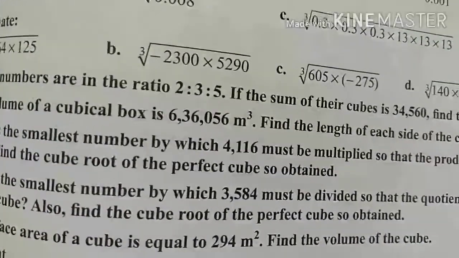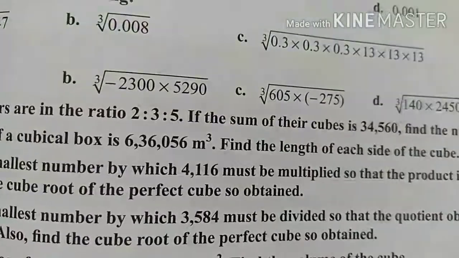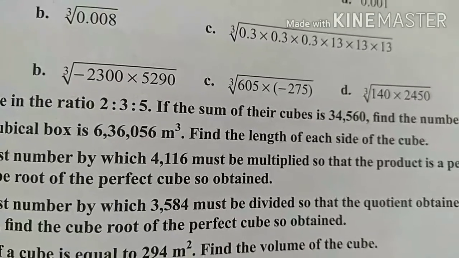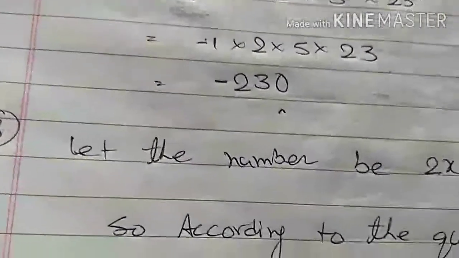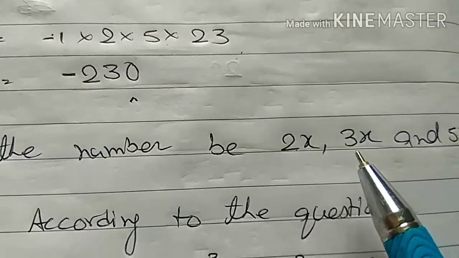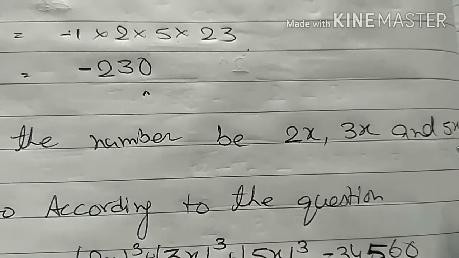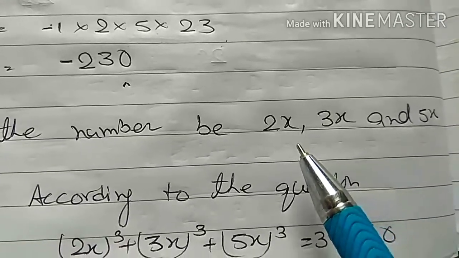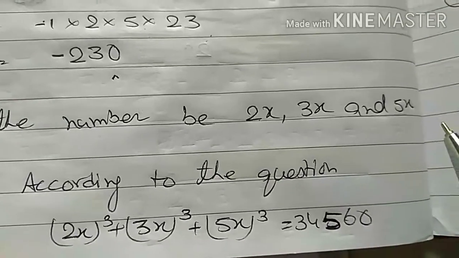Okay, look here, the next question: three numbers are in the ratio 2 : 3 : 5. If the sum of their cubes is 34,560, find the numbers. Okay, in case of solving this question we have to write, let the numbers be 2x, 3x and 5x. As the ratio of the numbers is given but the numbers are not confirmed, that's why I have written 2x, 3x and 5x to represent the ratio 2 : 3 : 5.